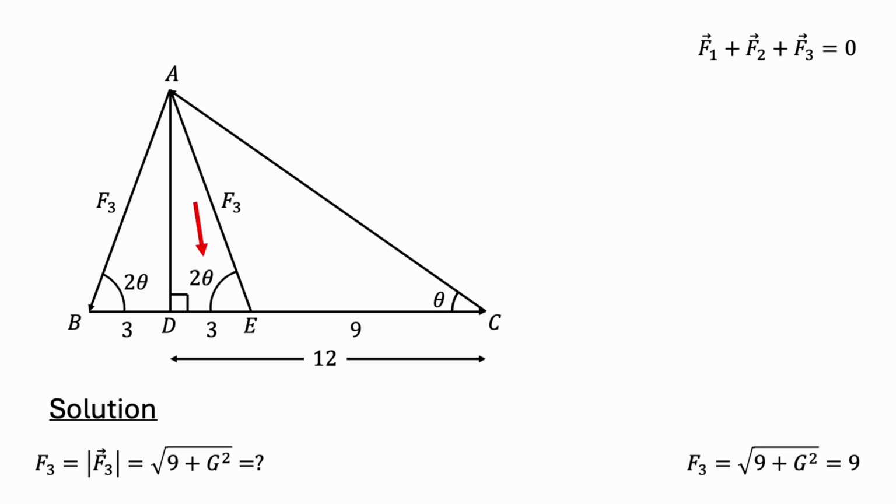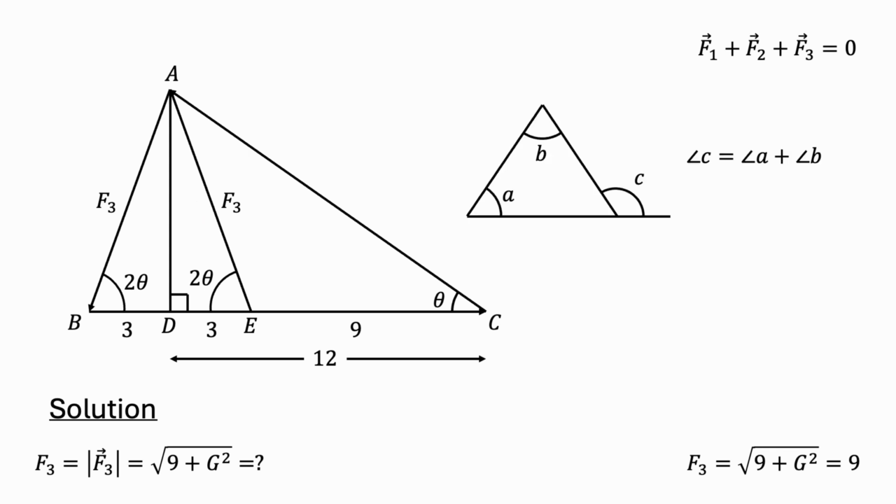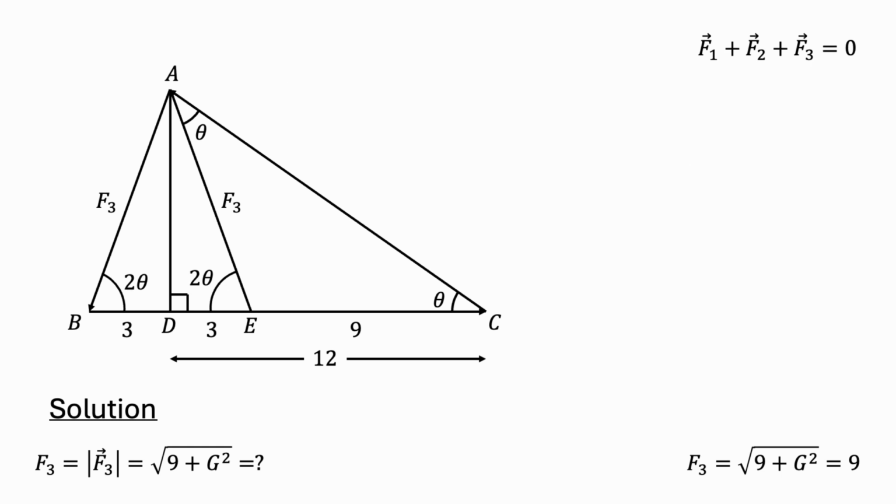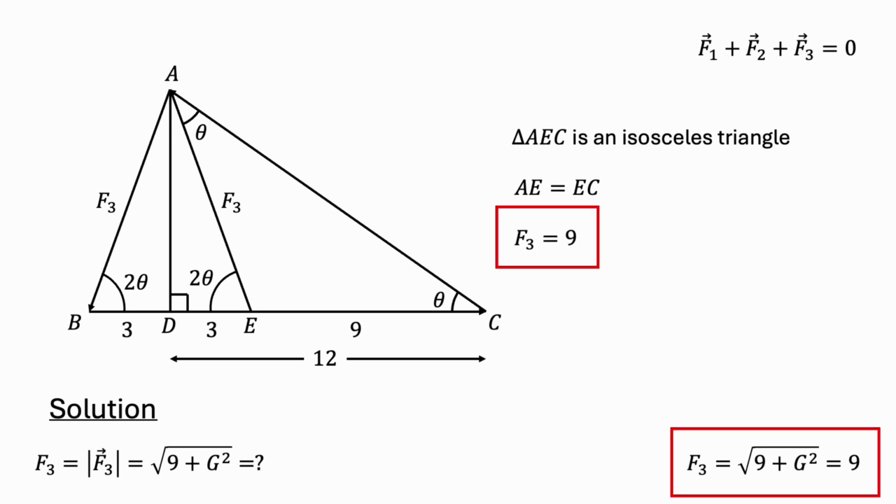Now, angle BEA is also an exterior angle of triangle AEC. Since an exterior angle equals the sum of the interior opposite angles, angle CAE equals 2 theta minus theta, or theta. Thus, triangle AEC is an isosceles triangle. Therefore, we have AE equals EC, or F3 equals 9 units, corroborating our previous result.